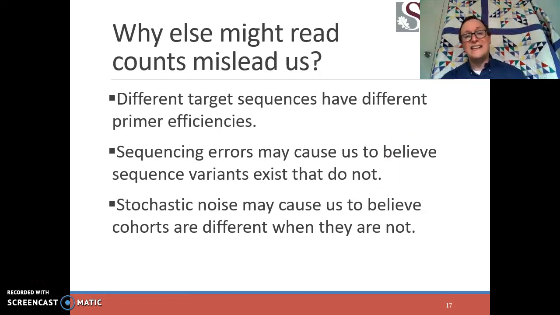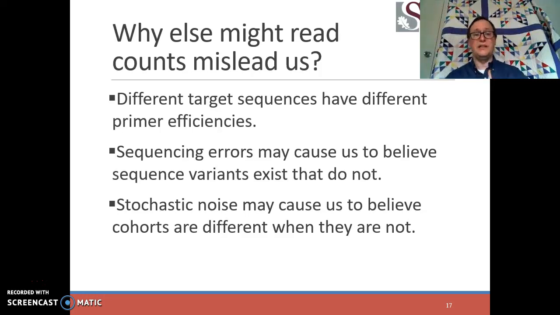We see that different target sequences may have different primer efficiencies. So if you're trying to measure multiple DNA targets, you're amplifying different target sequences, you may find that you have different primer efficiencies for different regions, and therefore the concentration of one is rising linearly and the other is not. Well, that would be pretty bad. So having different efficiencies makes it very difficult to compare between different products.